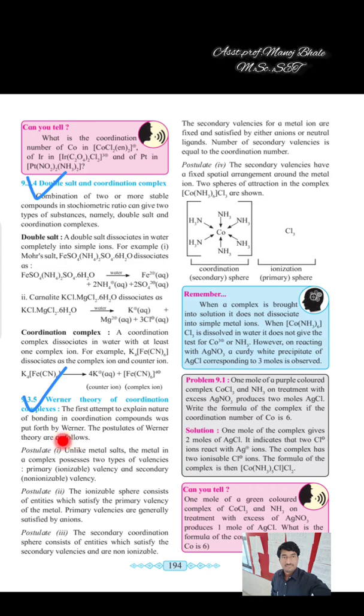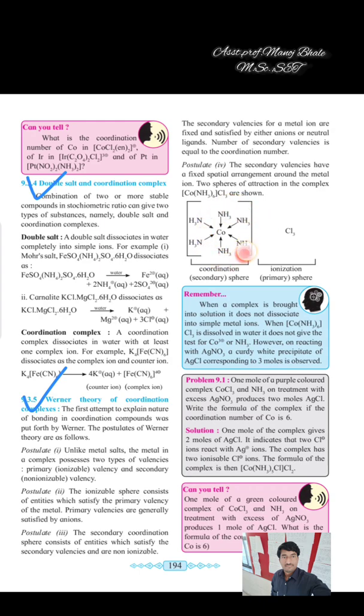There are some postulates and assumptions in this concept. There are two valencies: the primary valencies and the secondary valencies. Secondary valencies are non-ionizable; primary valencies are ionizable. Outside the square bracket, the chlorine is weakly bonded to the central metal, so complete ionization is possible. But inside the square bracket, there is very strong bonding of the ligands with the central metal, so no ionization is possible there. So this is non-ionizable.